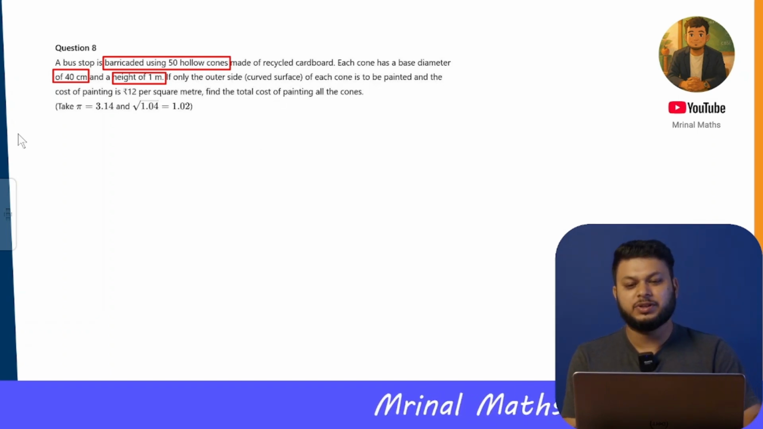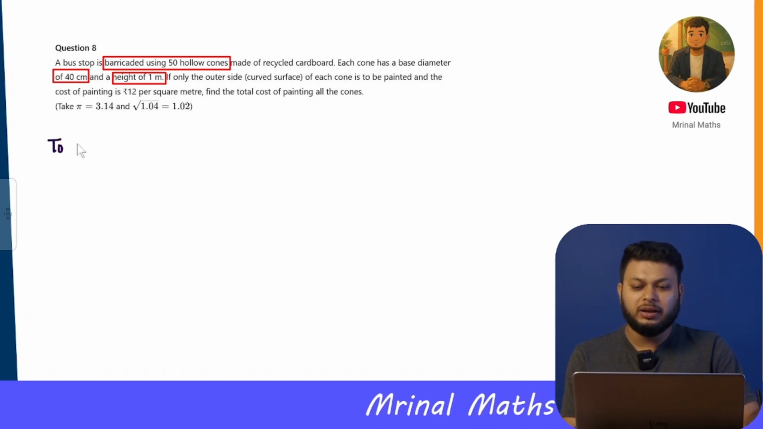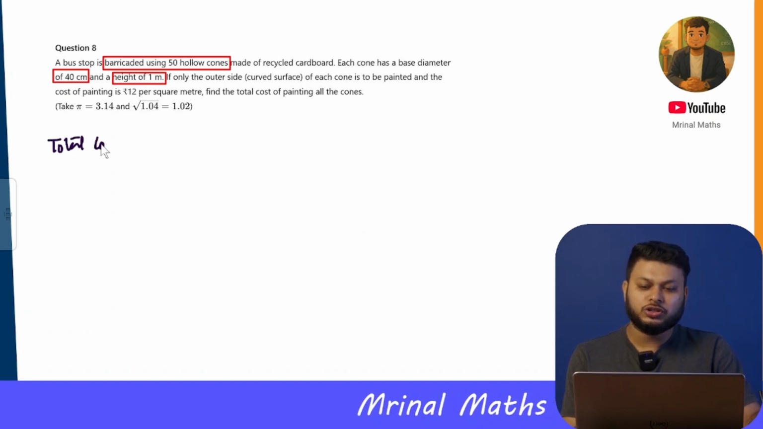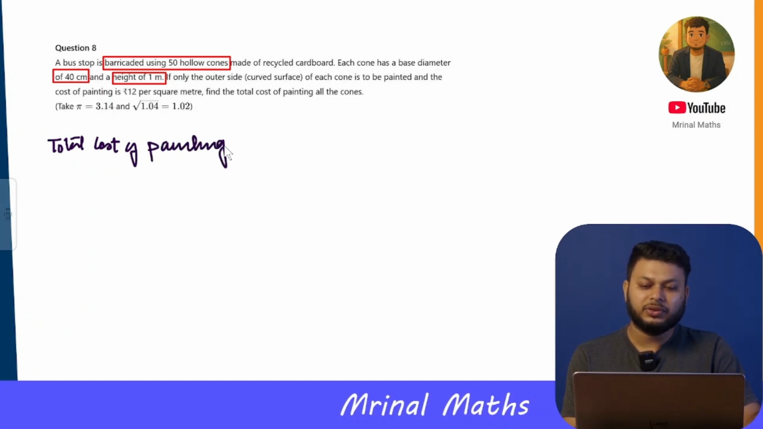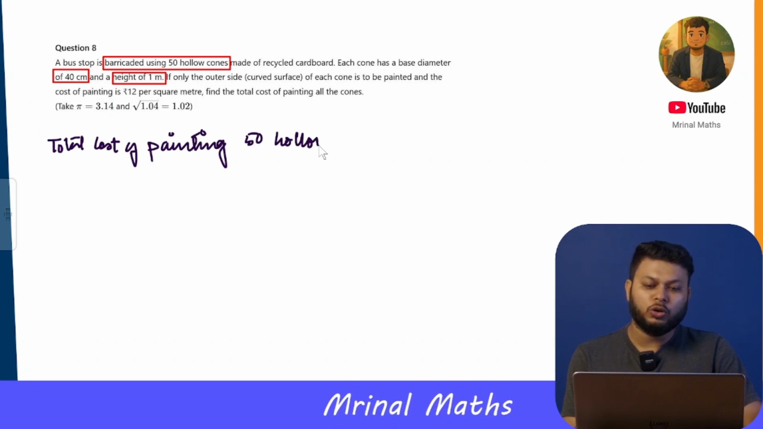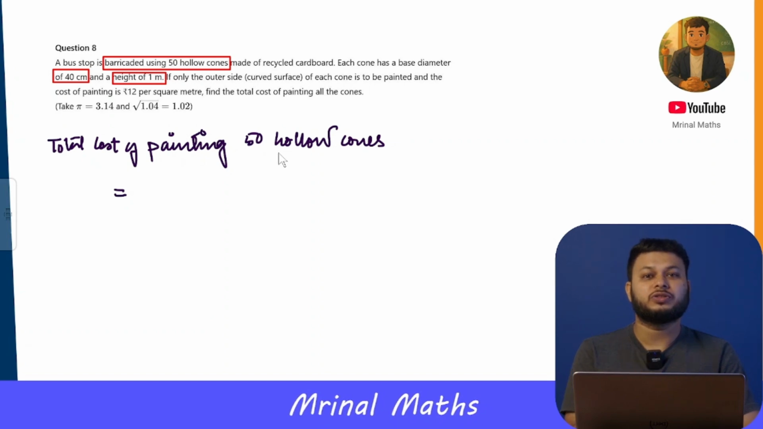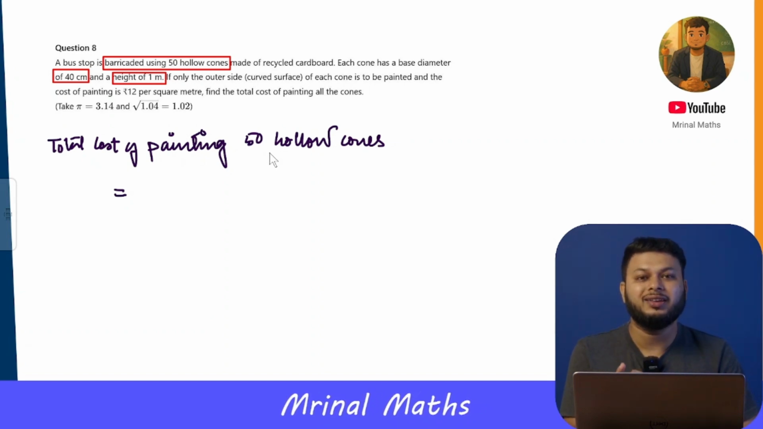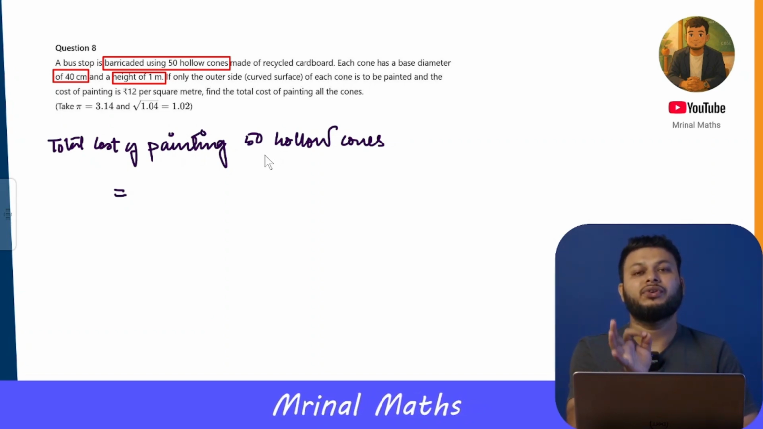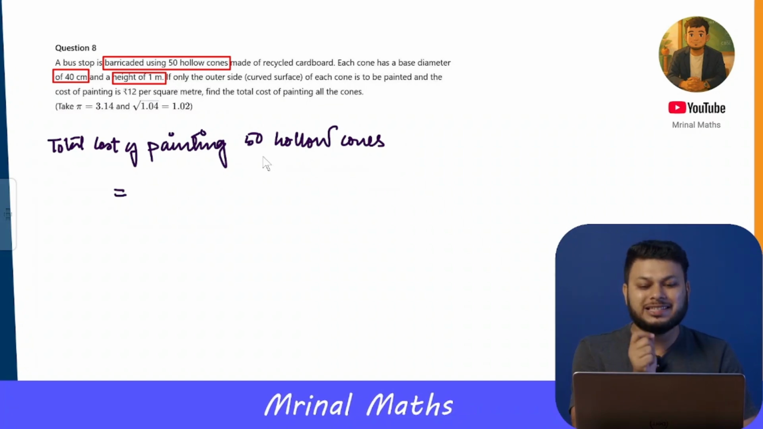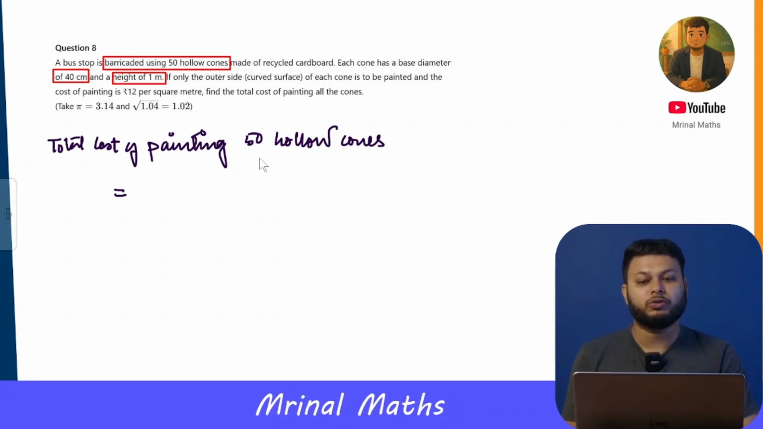Very simple, students. See, total cost of painting 50 hollow cones. Understand this. So cost of 50 hollow cones. First of all, we need to find the area of 50 hollow cones. So let us see how to find the area of one cone first.